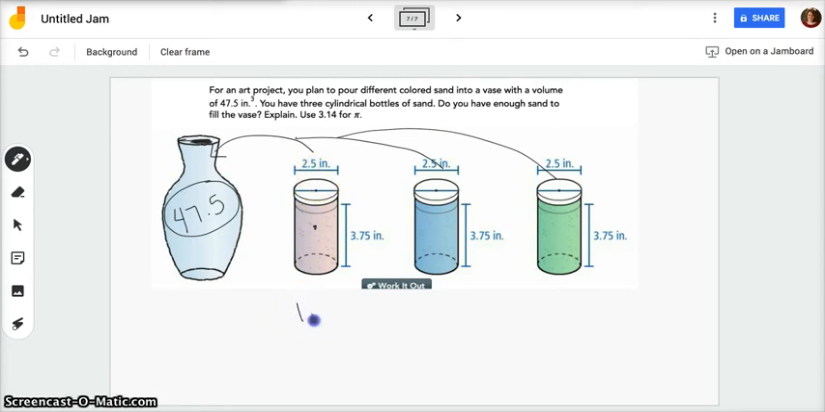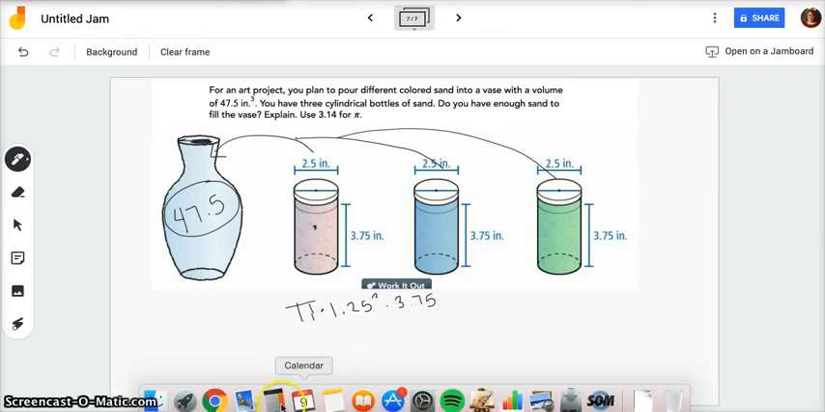So pi. The radius is 1.25, because remember they gave us the diameter. Always take an extra look at that. Make sure they're not tricking you. 1.25 squared times 3.75 for the height. Let's plug that into a calculator and see what we get.